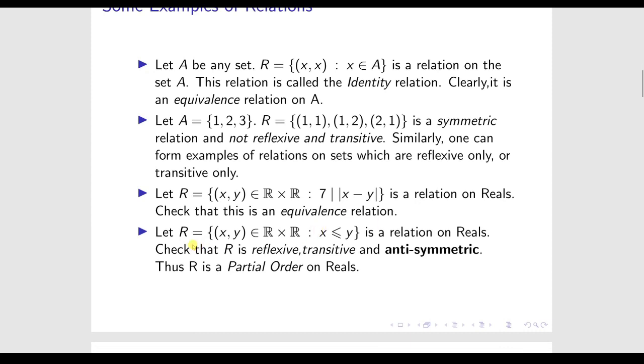Consider another example. R consists of the ordered pairs (x, y) in R² such that x is less than or equal to y. R is a relation on reals. R is reflexive, transitive and antisymmetric. This time R is a partial order on reals.